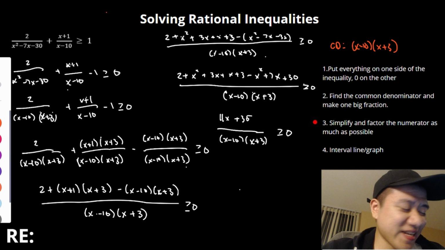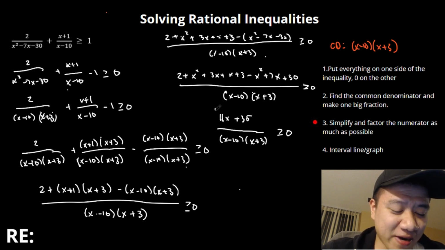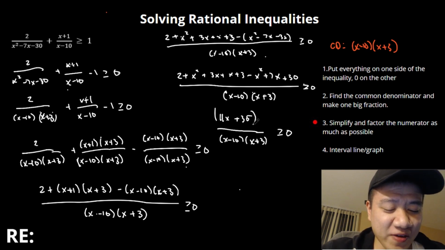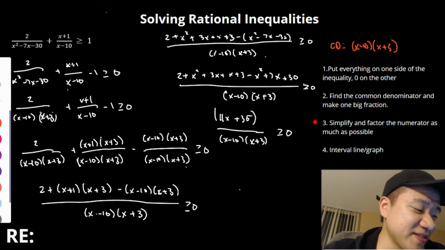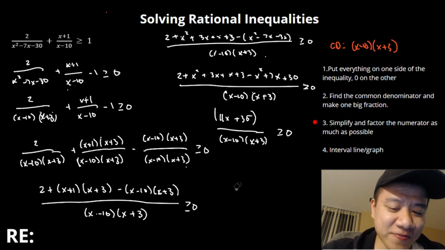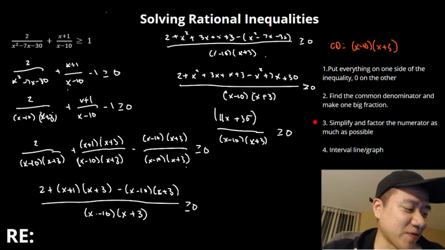So since this is technically already factored, we can technically put this as brackets. We are ready to move on to the last step, which is putting all of this in our interval line and graph. So I guess one thing to note before we go on is the negative sign. So this is the part where I want to highlight.